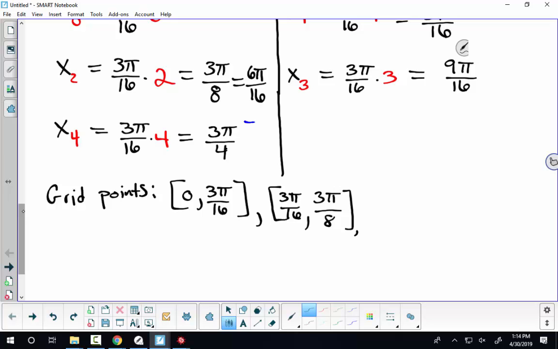So if we have this region here, and we put in 4 rectangles, the 1, 2, 3, 4, let me scoot this over, I drew too many. The length of each rectangle is the same. That's delta x. That's 3 pi over 16. This length is 3 pi over 16, this one and this one. What we're finding is this location, this location, this location, and this location, and the ending. So that's what we're finding.